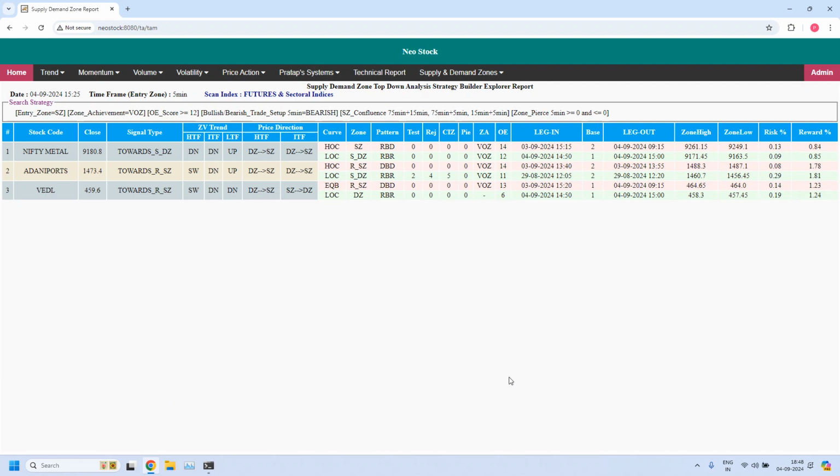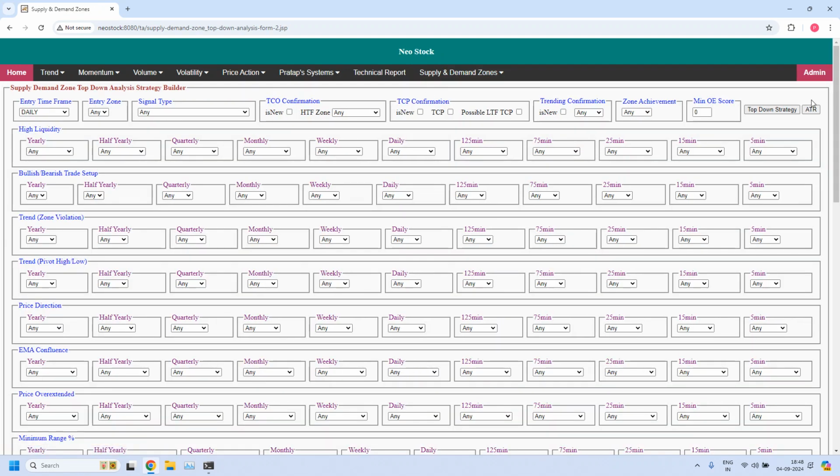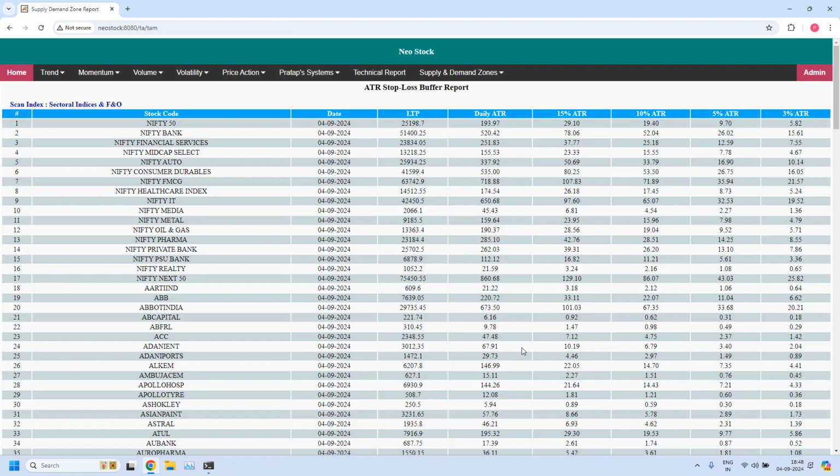So this is about all the 4 income trades we have completed, and the final report I am going to generate: ATR, stop buffers based on daily ATR. So all these are stop buffer values. The first 17 in this list are indices, that includes all the sectoral indices, and the remaining are all equity stocks, but those stocks are filtered from F&O.